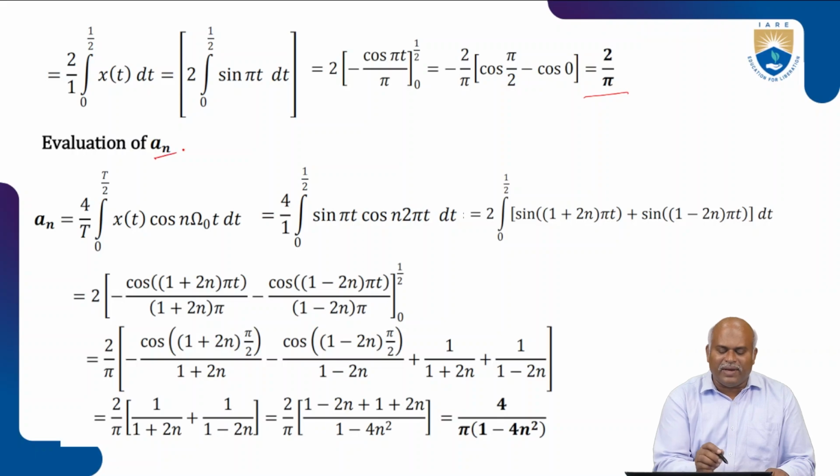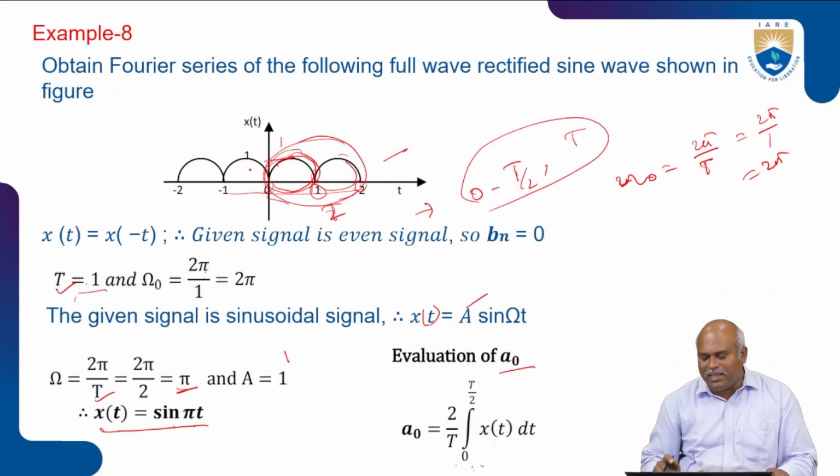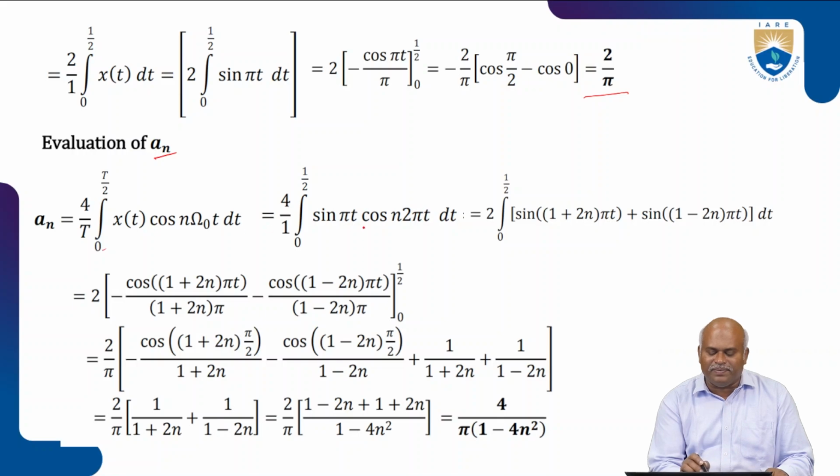Then after that we need to find an. This an is equal to 4 divided by 2. Why? Because we have taken two signals and we multiply for those two signals. Then we got 4 by T integration of 0 to capital T by 2 x of t cos n omega 0 t dt. Here 4 divided by 1, integration of 0 to 1 by 2 sin pi t cos n 2 pi t dt.